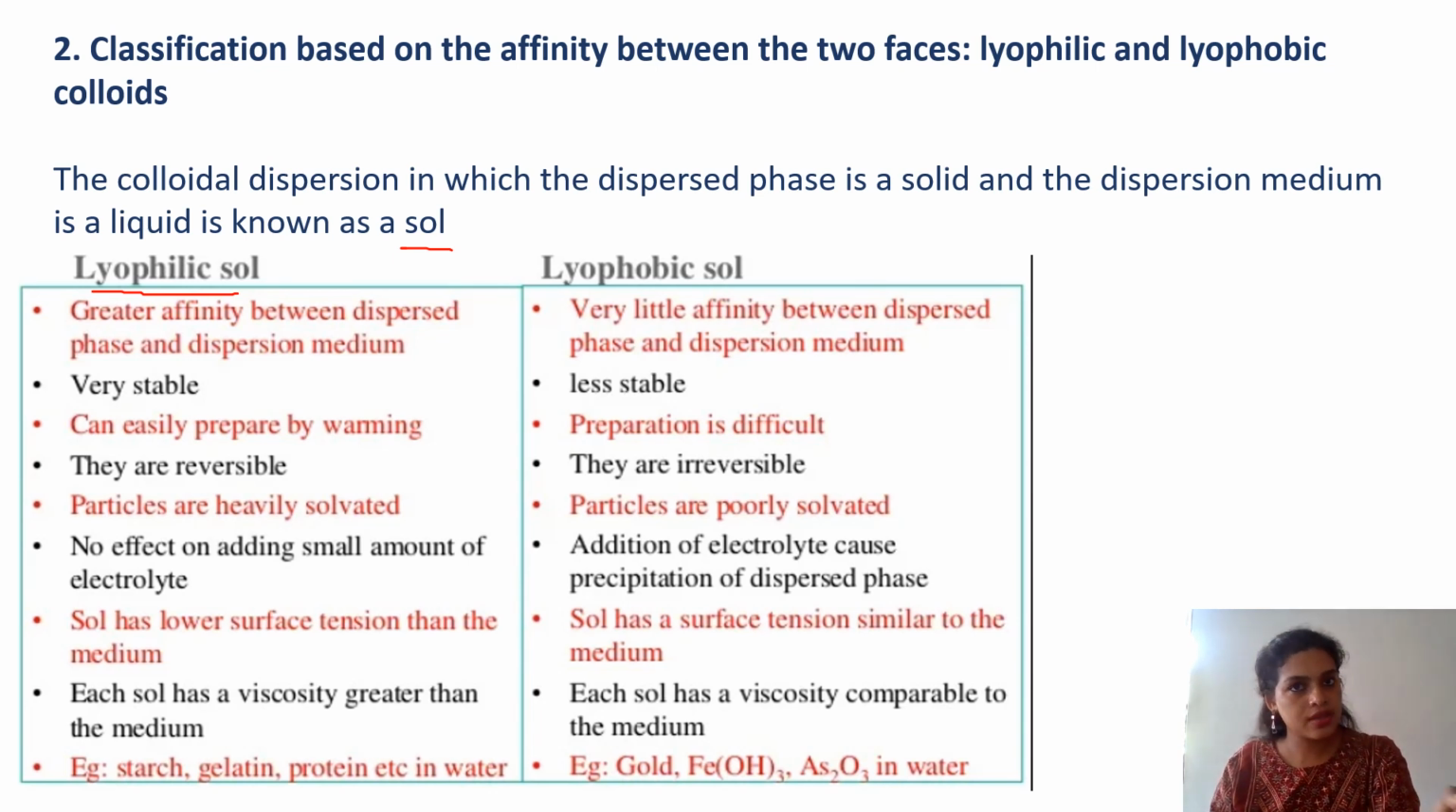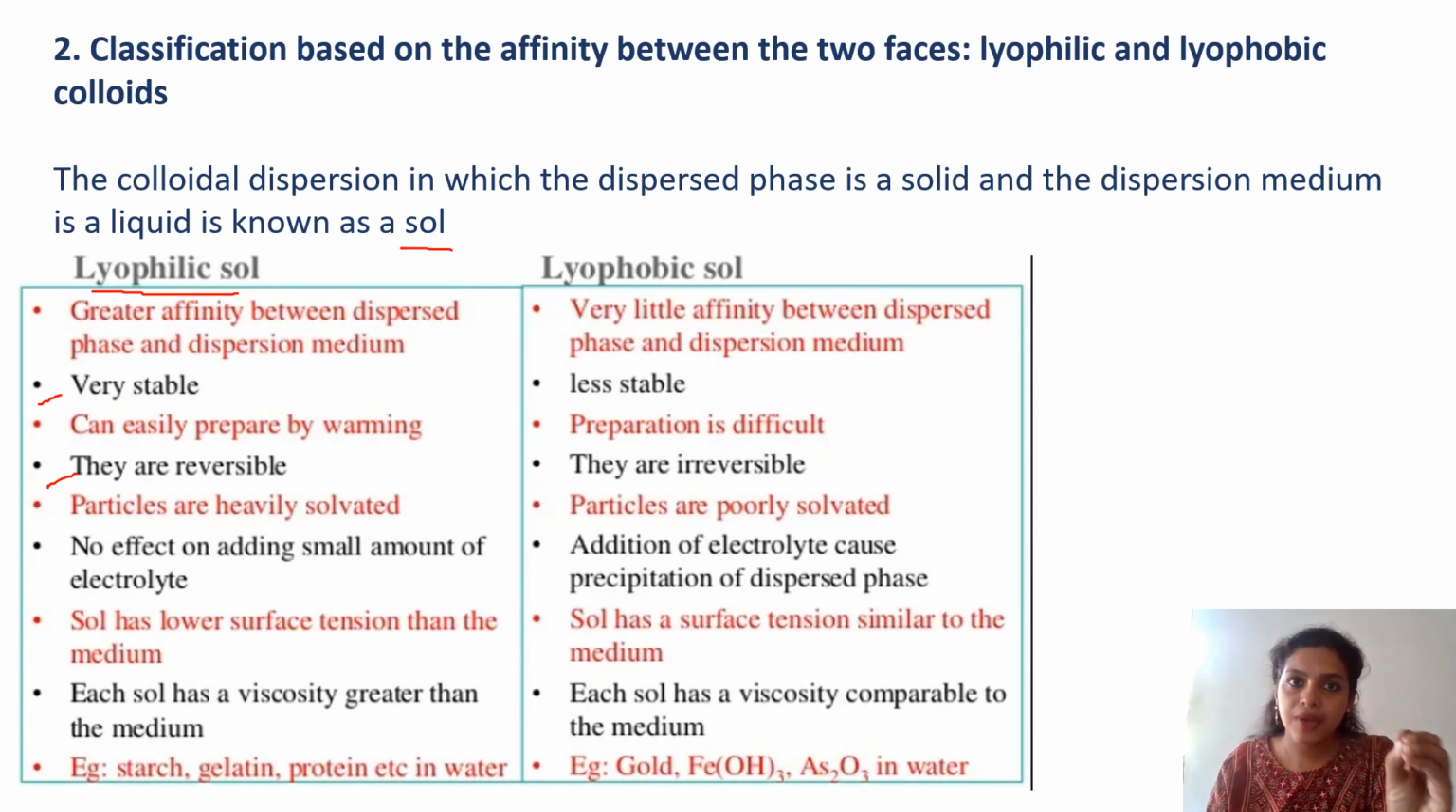Greater affinity between the dispersed phase and dispersion medium, therefore definitely it will be very stable. Right, if the affinity between the dispersed phase and medium is greater, stability is greater. Okay, it's stable and it can easily be prepared by warming. Okay, preparation is very easy. They are reversible. Okay, then particles are heavily solvated, which is why they are stable.